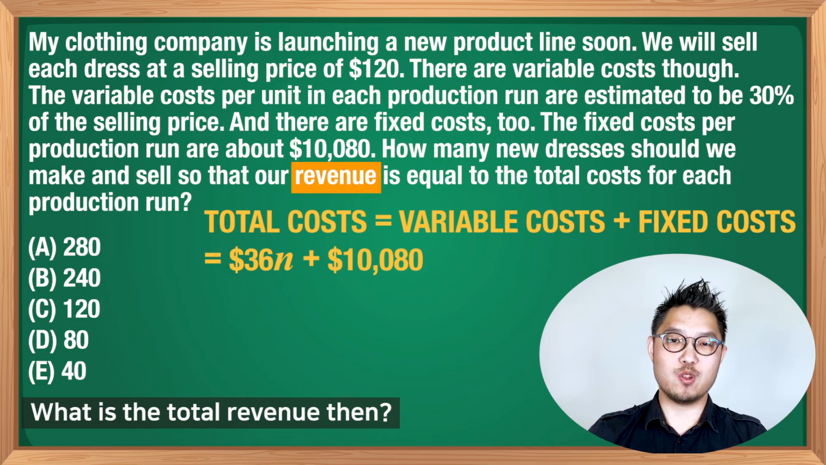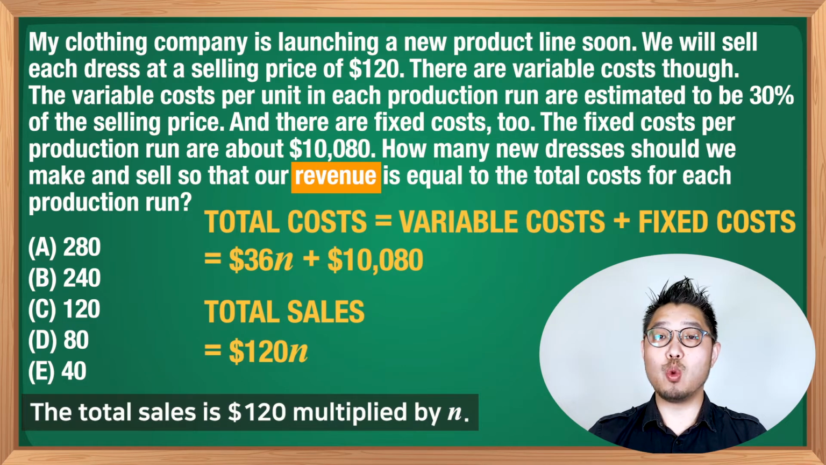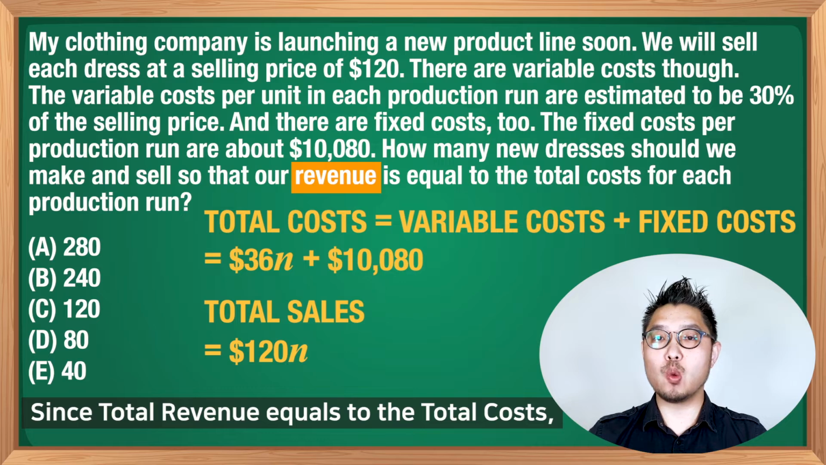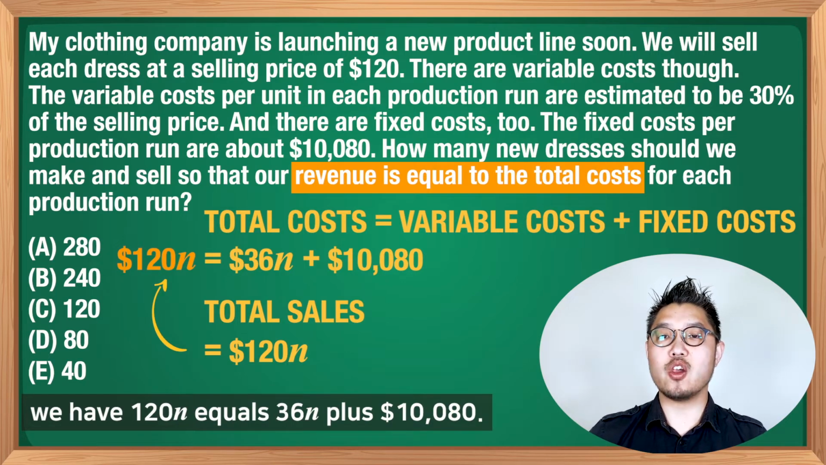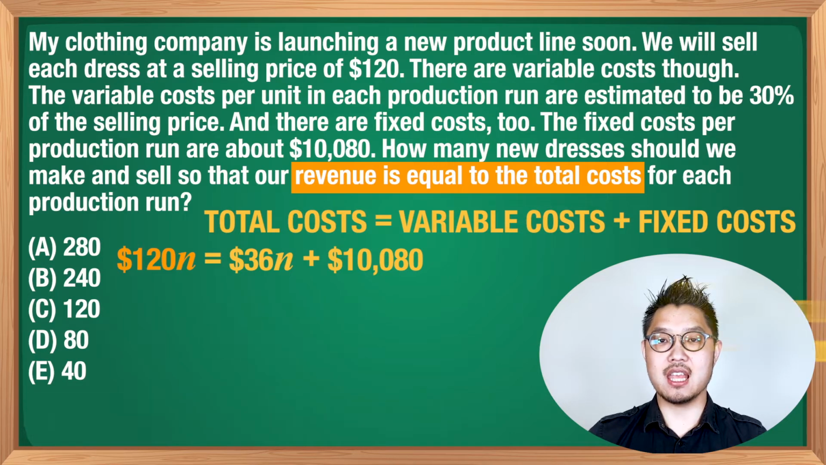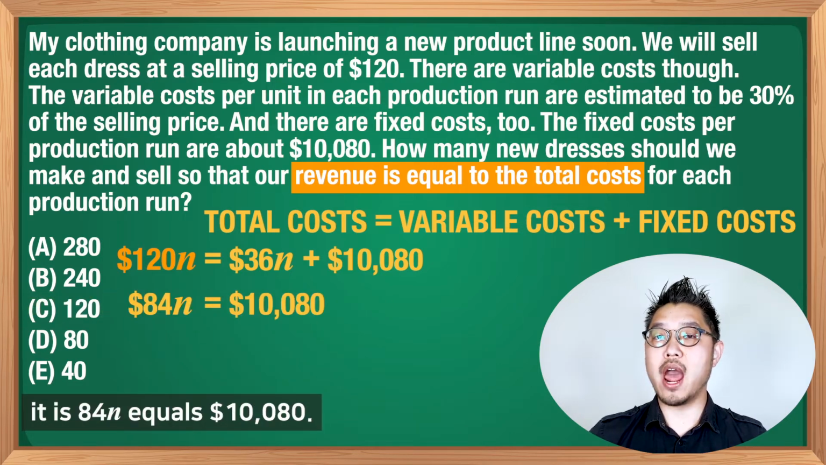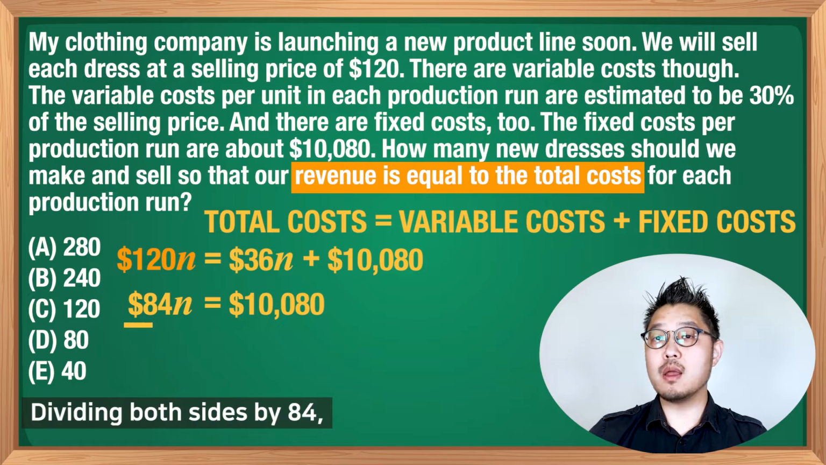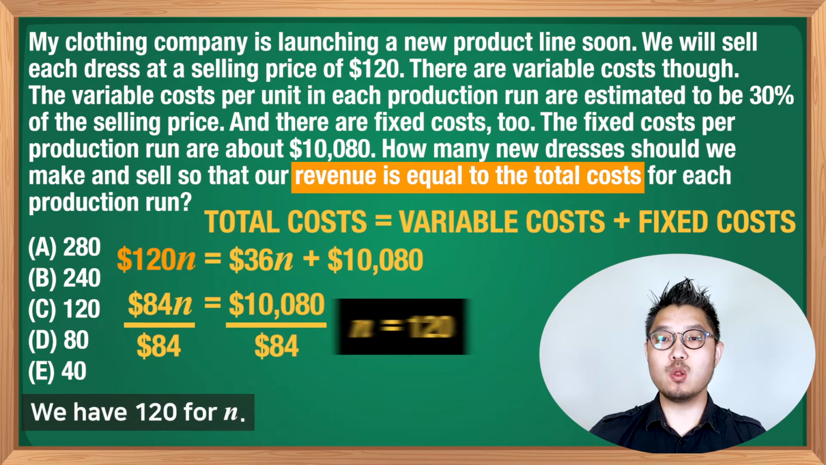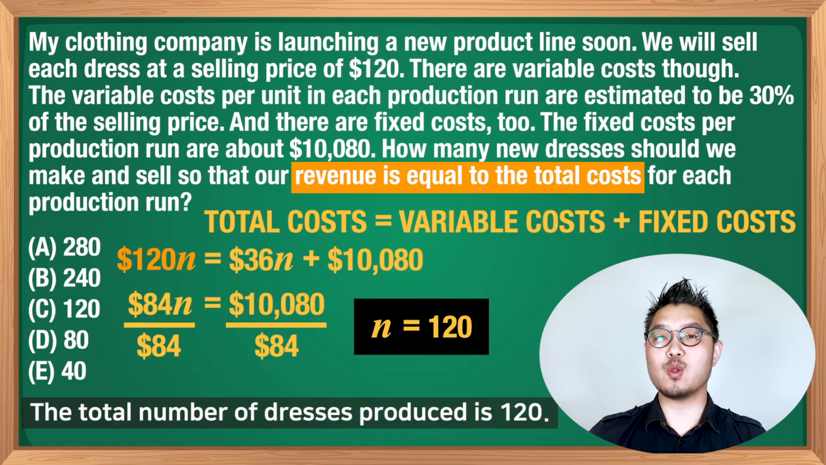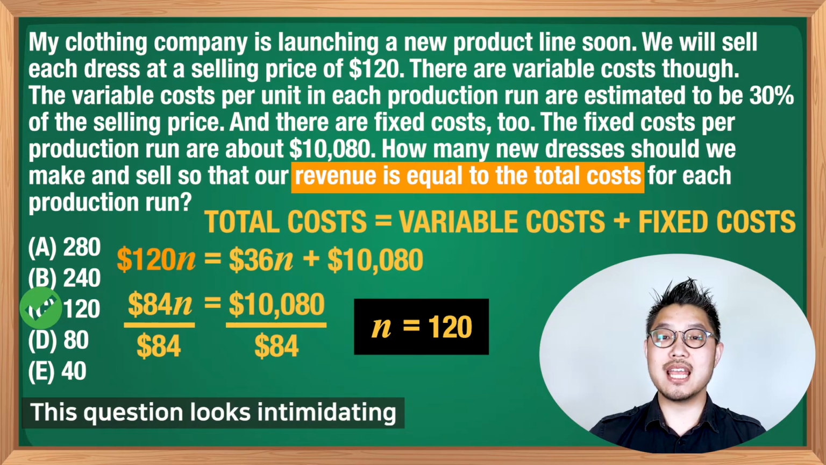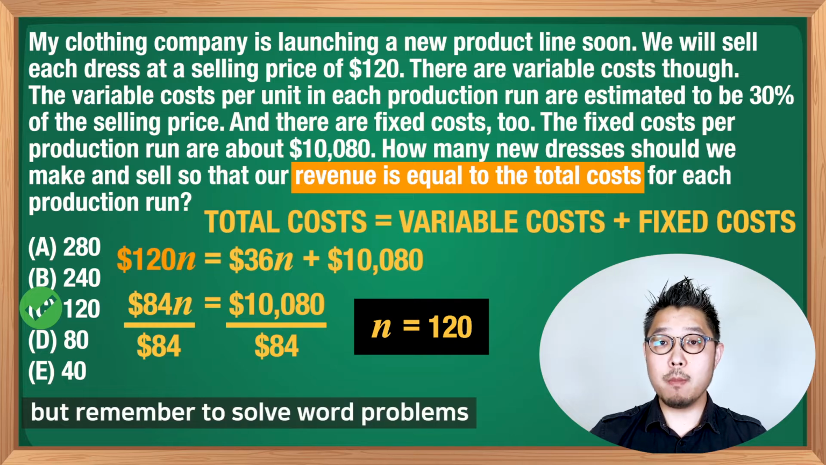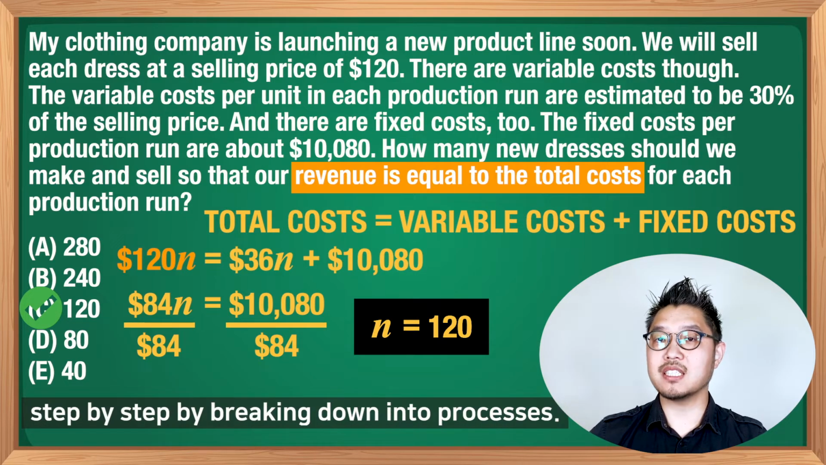What is the total revenue then? The total sales is 120 multiplied by N. Since total revenue is equal to the total cost, we have 120N equals 36N plus 10,080. Simplifying the equation, it is 84N equals 10,080. Dividing both sides by 84, we have N equals 120. The total number of dresses produced is 120. The answer is C. This question looks intimidating with long words, but remember to solve word problems step by step by breaking down into processes.